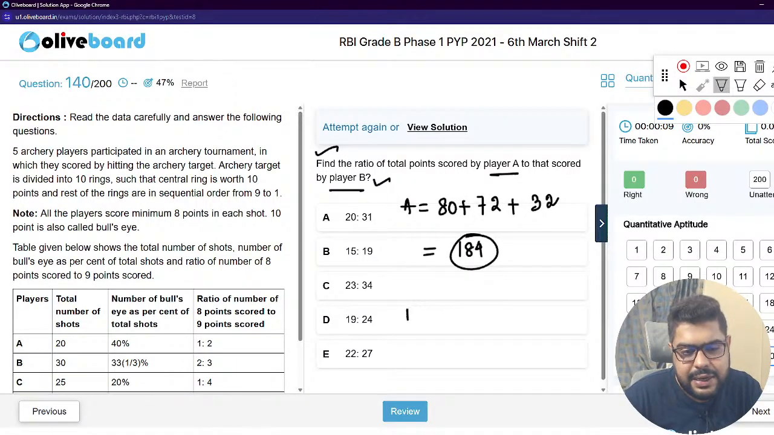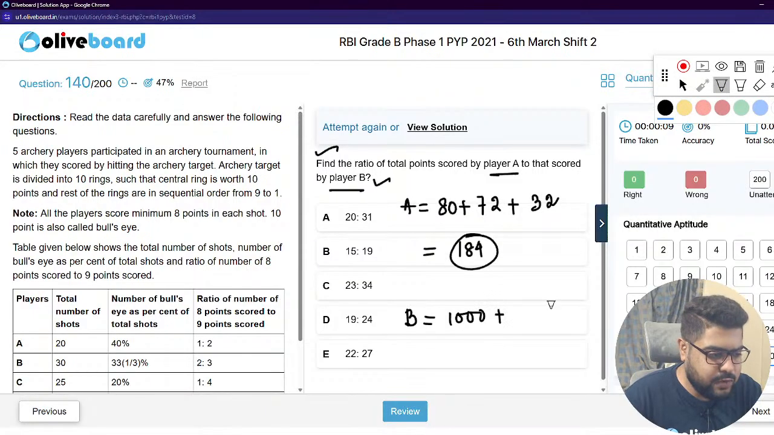And B. Let us calculate for B. So B will be 10 10 pointers, 12 9 pointers.